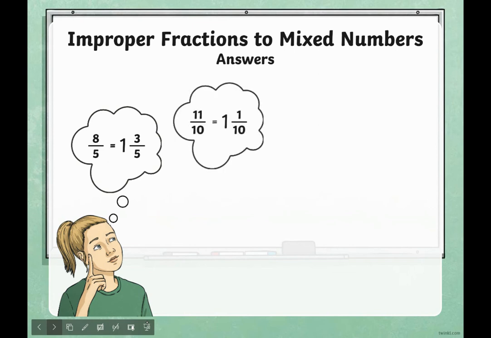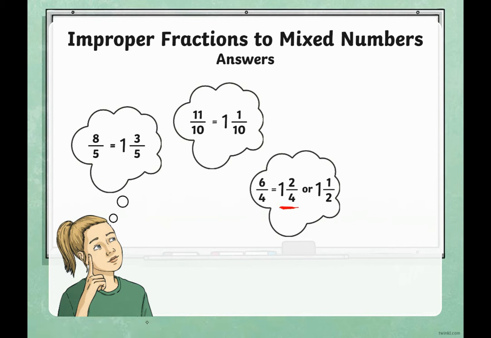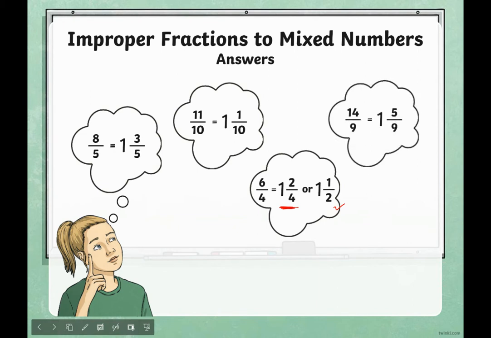1 3/5, 1 1/10. Ooh, look at this. So they actually reduce the fraction further, which is a good idea always. I thought about that. And here we have 1/5 left over.